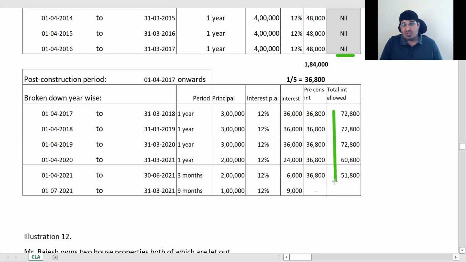So you will have to do that at home once. Otherwise that confidence will not come to you, because these are all highly conceptual problems. Interest on loan problems are a little complex.